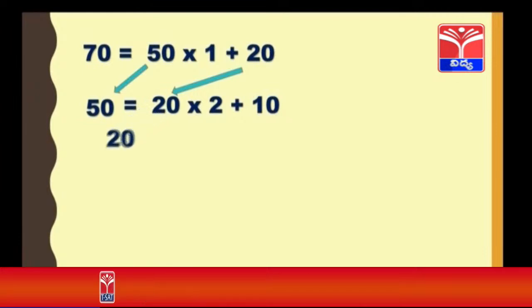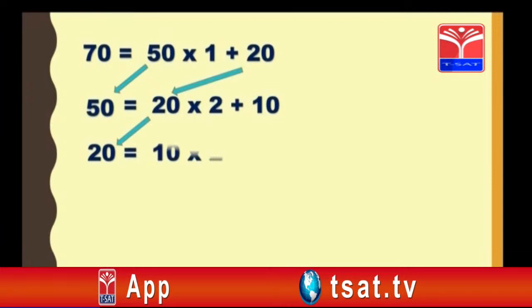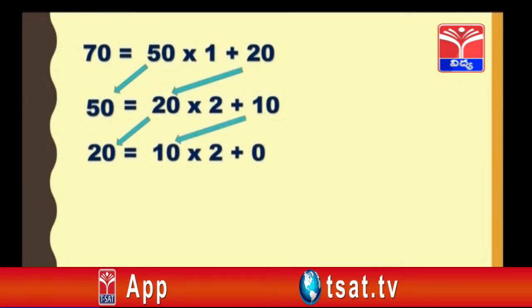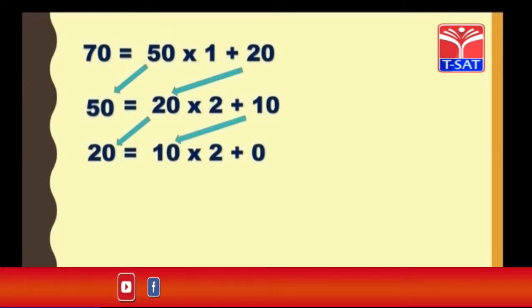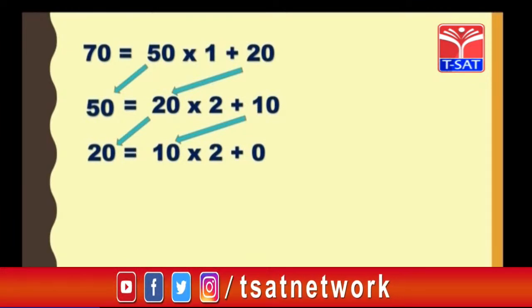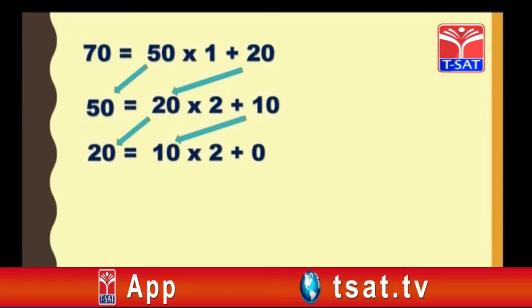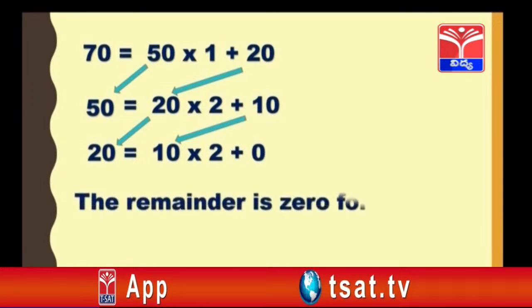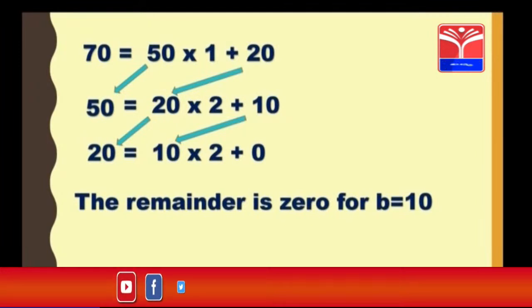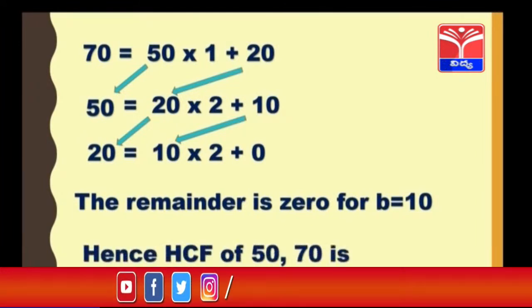Again 20, the divisor of the previous step, becomes the dividend of the next step, and the remainder becomes the divisor. Then 20 is equal to 10 into 2 plus 0. So here I am getting 0 as the remainder. Whenever we get 0 as the remainder, we should stop the process, and whatever divisor is there, I should take it as the HCF of the given two numbers. The remainder is 0 for B equal to 10. So hence the HCF of 50 and 70 is 10.